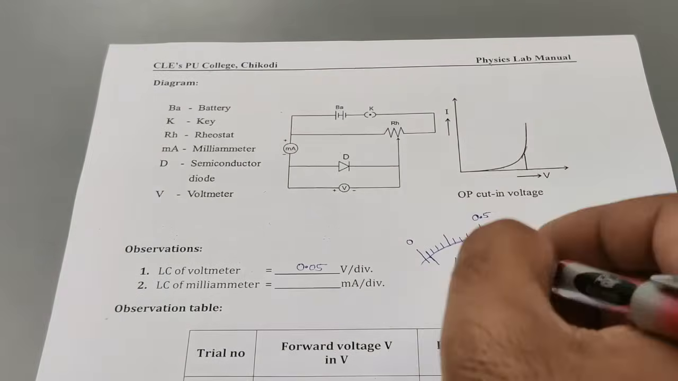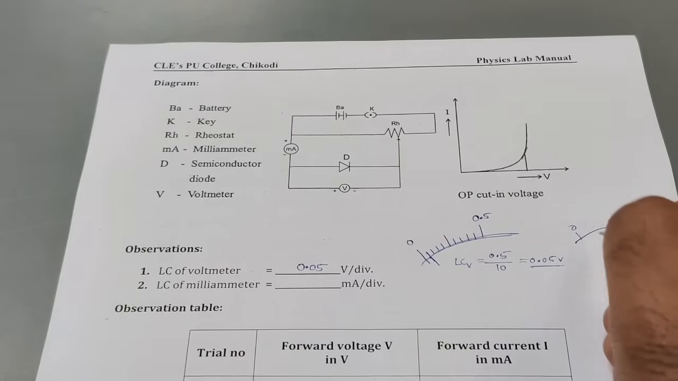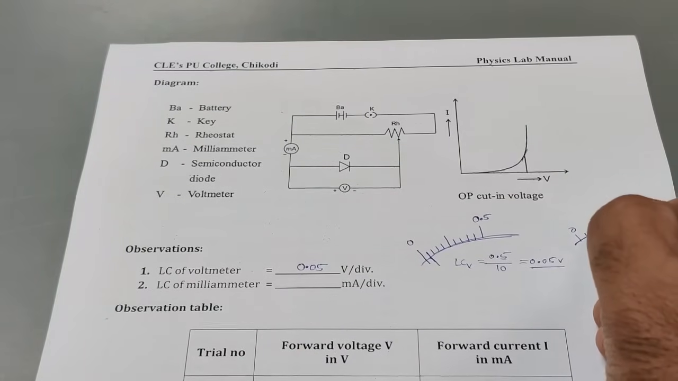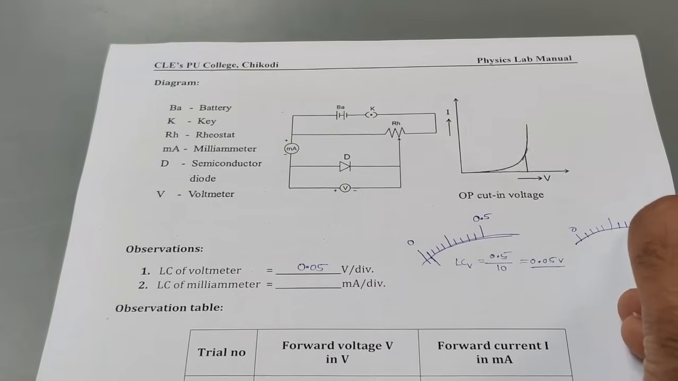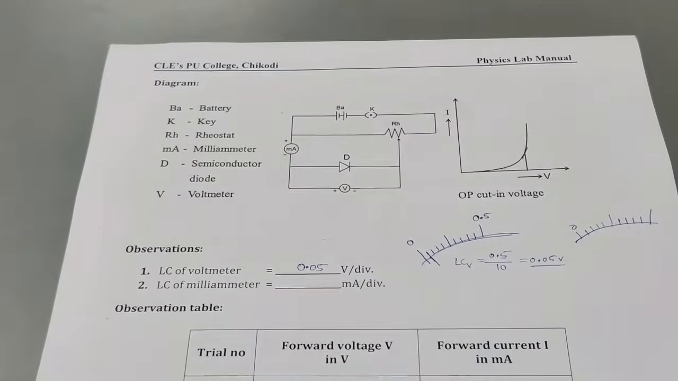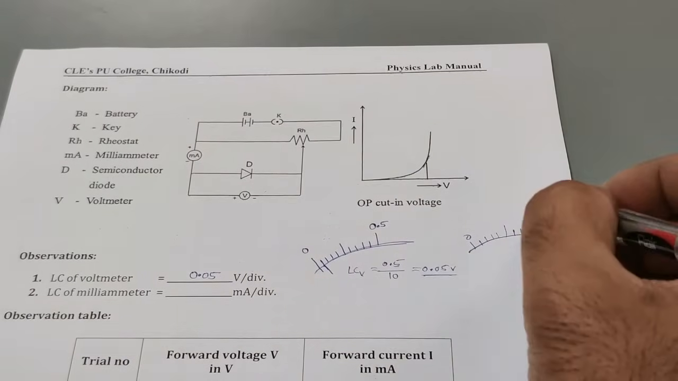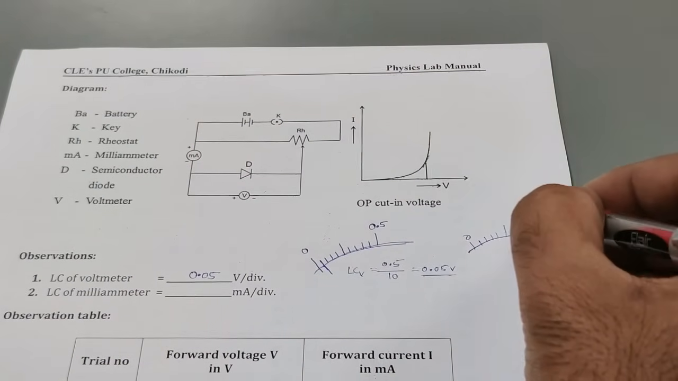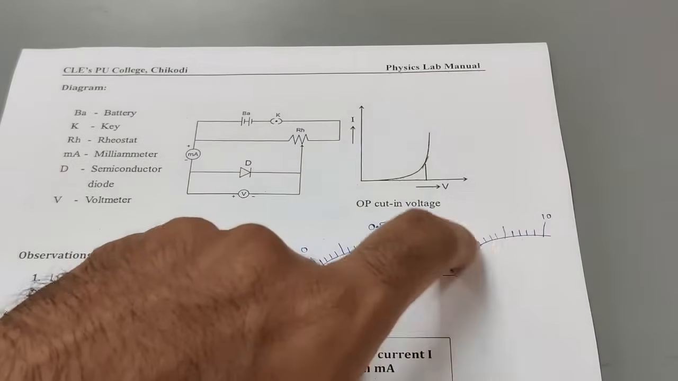What does the milliammeter look like? See, the milliammeter is like this. This is 0, right? So 1 2 3 4 5 and 6 7 8 9 10. Correct? So like this, 10 divisions are there. The value of the 10th division in the milliammeter is 10. Okay, this is 0 and this is 10.